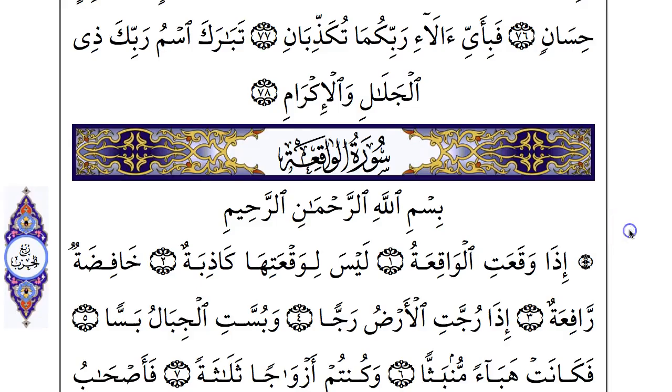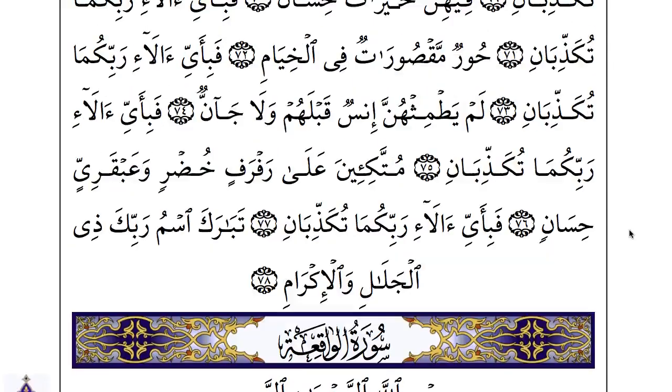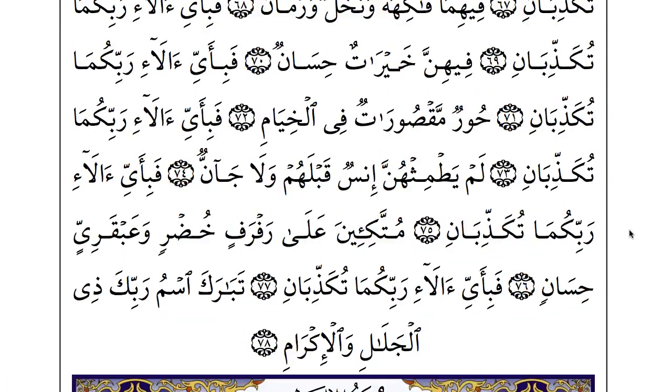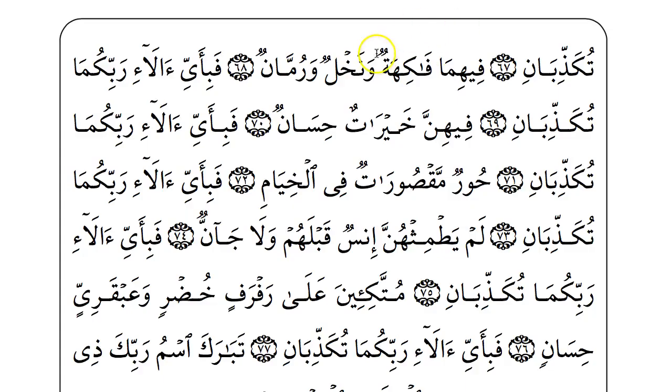If you look at the Quran, let me give you an example. Many words will fall under one of those states, and because of those states, can you see these vowels on here? Fakihatun, nakhlun, rummanun, fabi'ayyi ala'i rabbi. And we said we deal with the end of the words. Tukadhiban, fihinna khayratun, qablahum, rafrafin, khudrin. These are all in one of the four states: the rafa state, the nasab state, the jar state, the jazm state.